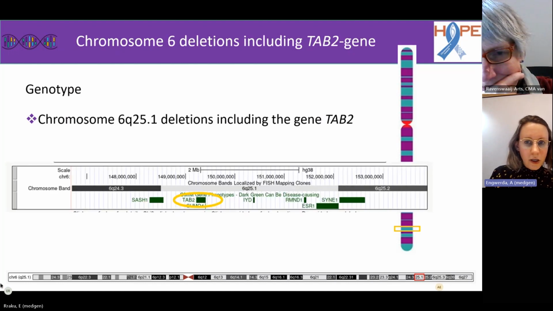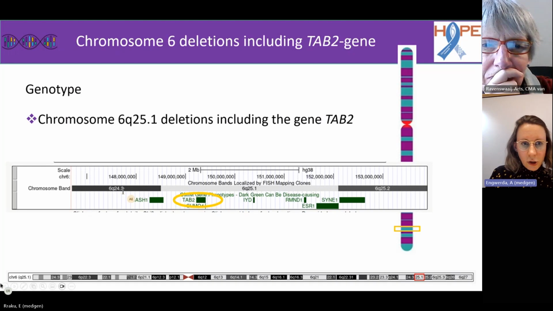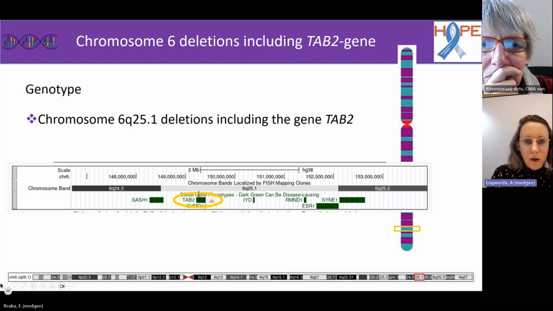And then in this figure you again see the chromosome bands 6q24.3, 6q25.1 and 6q25.2. So the 25.1 is the one of interest. And within this chromosome band, you can here see the gene TAP2. And this is the most interesting gene within this region. And this is also what I'm going to talk about further.